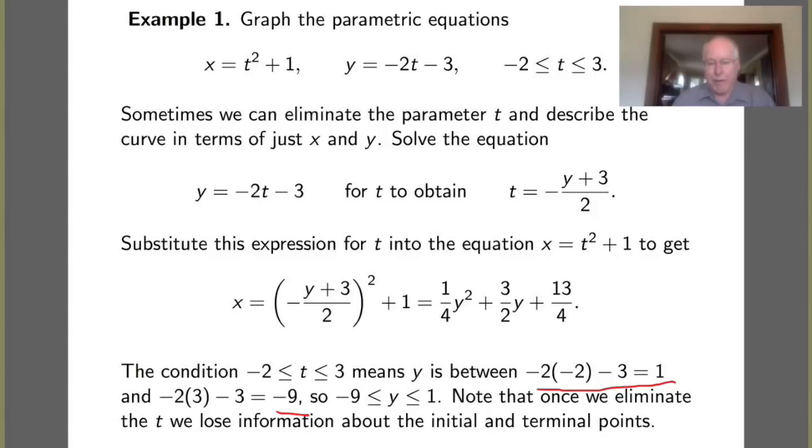And often when we eliminate the t value we see here, we often find we lose information about the initial and terminal points to some degree. Notice t equals 3 corresponds to the terminal point, but now it turns out to be the lowest y value, which if all we know is this, it's hard to know which is the initial, which is the terminal point in the curve.